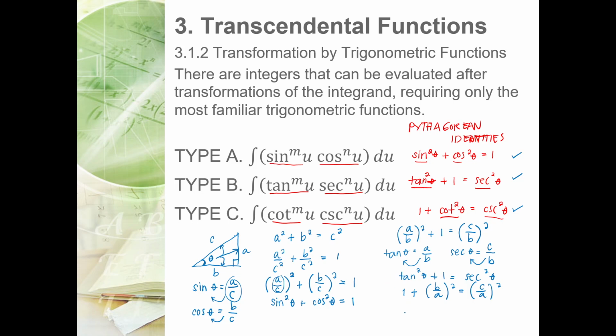So b over a is cotangent according to the diagram. So let's make it shortcut because we don't have any more space. And then c over a is hypotenuse all over opposite side. So that's cosecant squared theta.